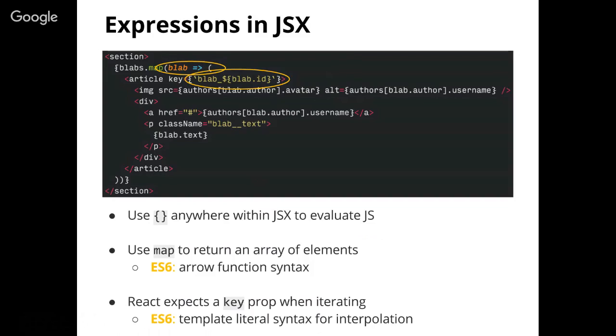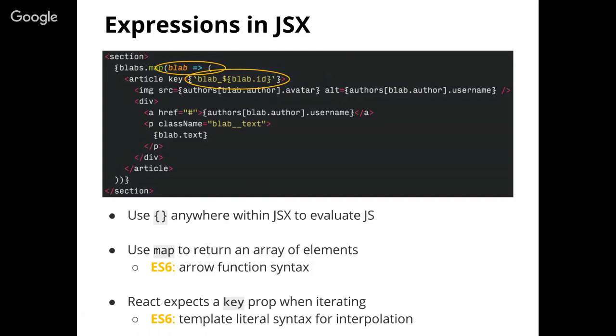So we're taking that blabs thing that we destructured in the previous slide, and we're using the map function to print out an article for every blab that there is. And as you can see here, we're saying that the source is going to be authors blab.author.avatar. We've got username. We've got blab.text, blab.id. A few things that I circled here are some more ES6 things you might want to know about.